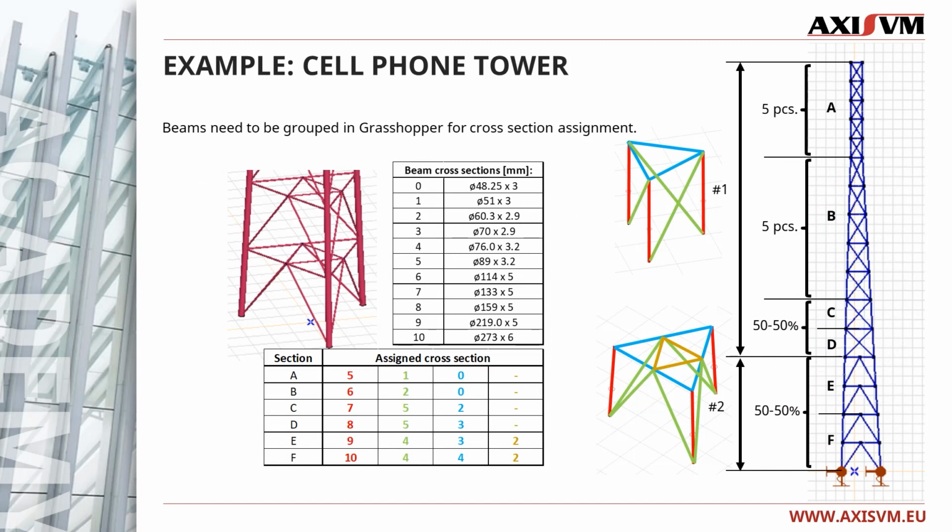Last but not least, the algorithm for cross-section assignment needs to be figured out. I made some simplifications compared to the reference model I had. I used 11 cross-sections in the model. I decided to split the tower into A, B, C, D, E, F sections, and I defined the assignment separately for each section, for each beam. As going along the tower upwards, the beam cross-sections are smaller and smaller.